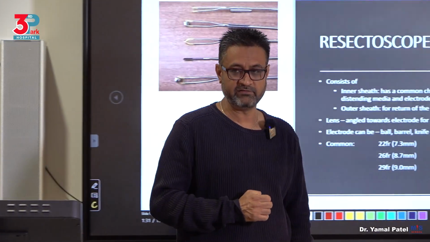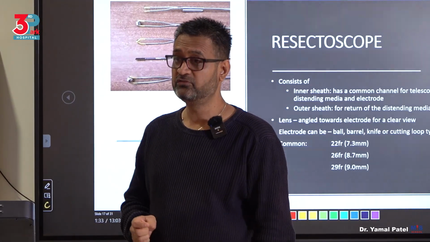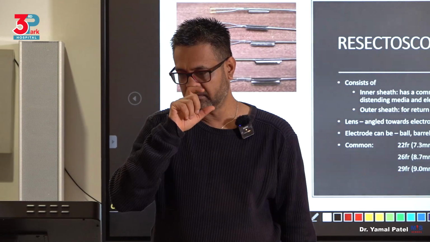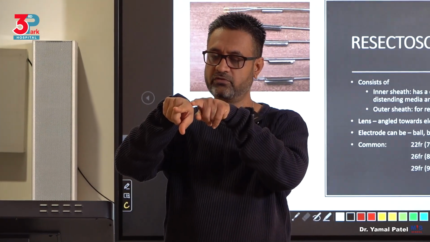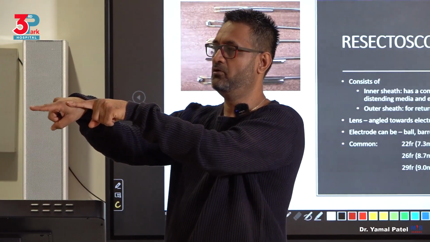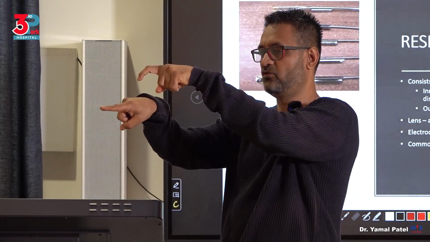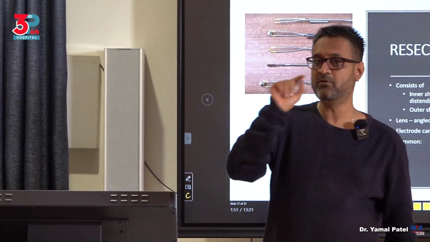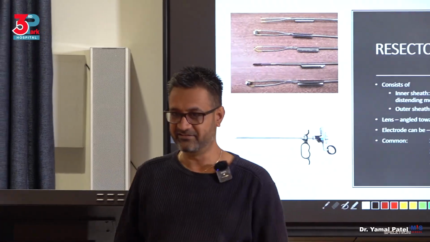Then we have obviously the lens or the scope, which we know is angled, and I told you for a resectoscope what kind of degree of scope would I use? A 12 degree. Why exactly? Because your electrode is straight, right? Now, if I go with a 30-degree scope, I'm seeing 30 degrees away. The tip of the electrode cannot turn 30 degrees.